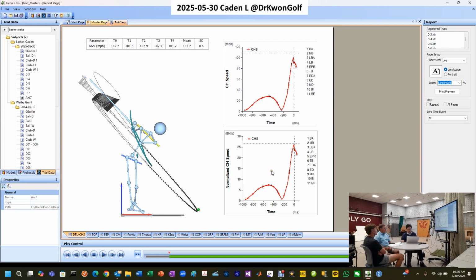When the speed is normalized to your body height, then it's better. So for your height, you're generating slightly under the men's average. But the bottom line is you need to increase the absolute speed.